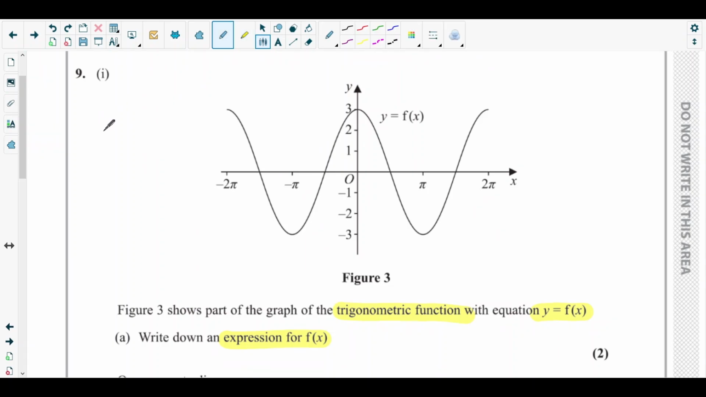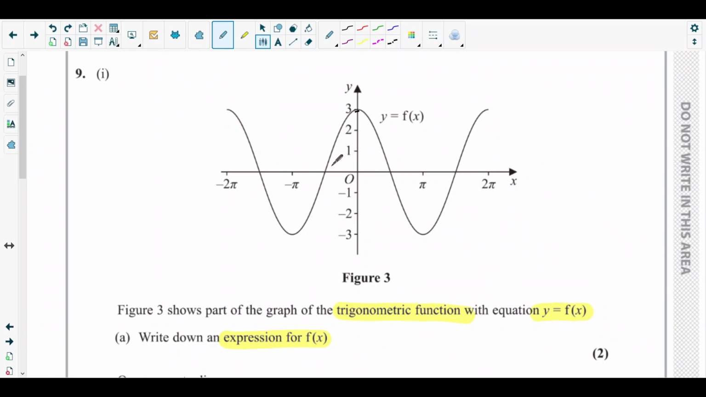So what's the expression for f of x? Try to relate the given curve with trigonometric graphs like sine, cos. Tan is definitely not, because tan theta has asymptotes. There's no asymptote, so it's not tan theta. Either sine theta or cos theta. Now sine 0 radian is 0. But here we can see it is intersecting at 3. So definitely it's a transformed graph.